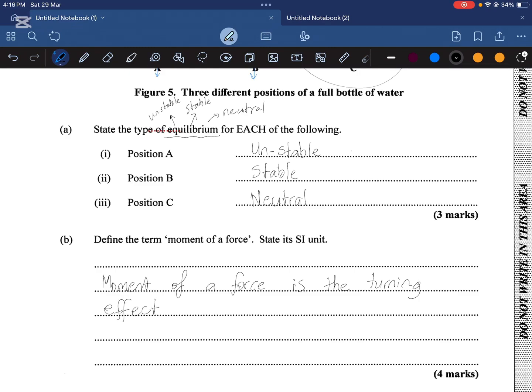effect caused by a force acting away from a pivot point. And then we can identify that its SI unit is the Newton meter, because its formula is force times distance.